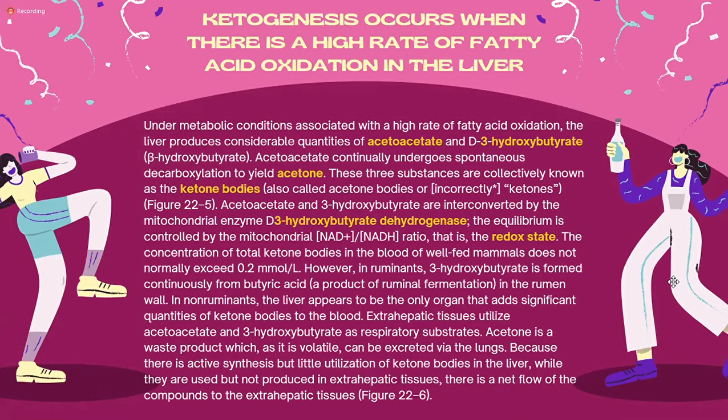Ketogenesis occurs when there is a high rate of fatty acid oxidation in the liver. Conditions where you have high fatty acid oxidation in the liver are fasting, acute, and uncontrolled diabetes mellitus. Those are the conditions where you will have a high oxidation of fatty acids in the liver. Okay, and you are going to form acetoacetate, hydroxybutyrate, and acetone as ketone bodies.